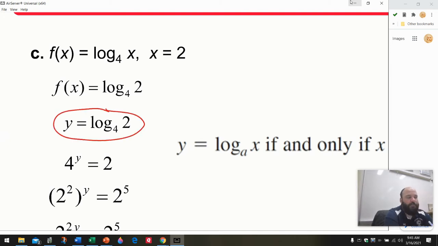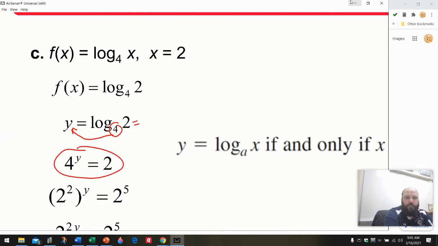So how we are going to solve this is we will take it from logarithmic form and we will put it into exponential form using that same formula that I showed you. So the base of the log becomes the base of the exponent. So that 4 becomes the base of the exponent. And then the 2 and the y switch places. So it's 4 to the y power is equal to 2. So you can see I wrote that right here. 4 to the y equals 2.